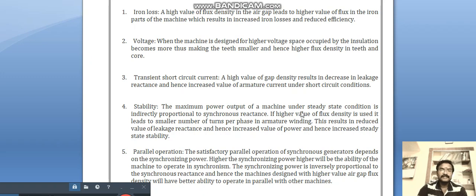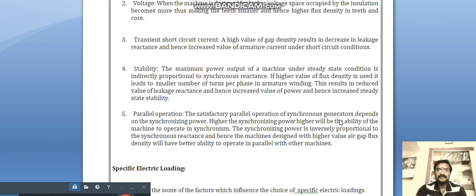Parallel operation. The satisfactory parallel operation of synchronous generators depends upon the synchronizing power. The higher the synchronizing power, the higher will be the ability of the machine to operate in synchronism. The synchronizing power is inversely proportional to the synchronous reactance, and hence machines designed with a higher value of air gap flux density will have better ability for parallel operation. So if you want to go for parallel operation, the value of specific magnetic loading should be high.